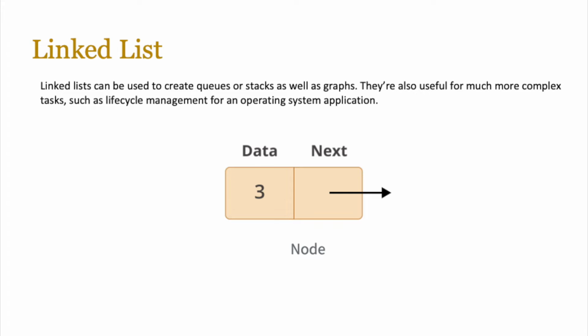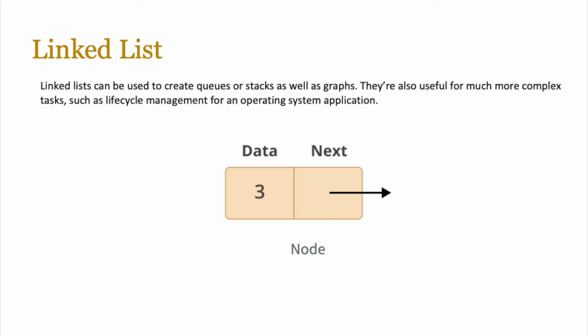Okay, so you've just revisited the structures that we looked at AS level, and the final structure that we just focused on at AS was linked list. Now, linked lists can be used to create queues or stacks as well as graphs and binary trees. They're also very useful for much more complex tasks such as the lifecycle management for an operating system application, the browser's navigation buttons which allow you to navigate between different websites, and so on. Quite a lot of complex functionality is possible through the use of linked lists.